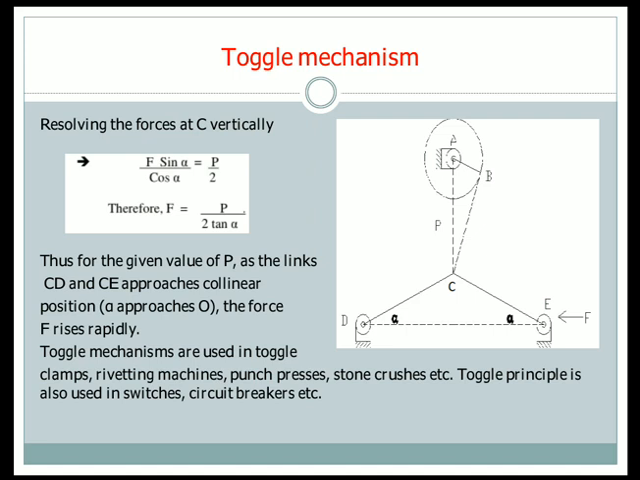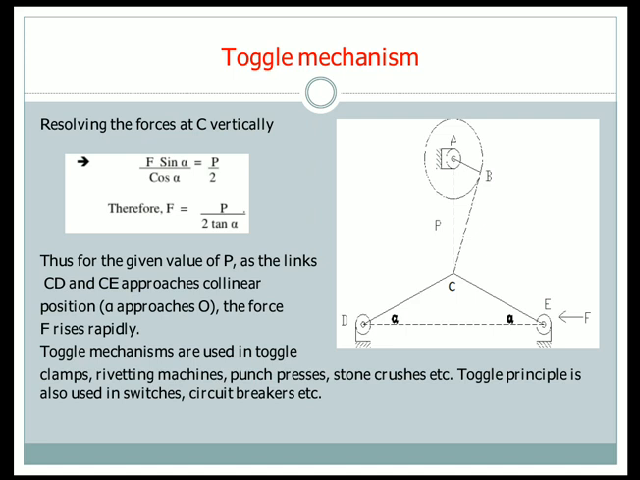So toggle mechanisms are used in toggle clamps, riveting machines, punch presses, stone crushers, etc. The toggle principle is also used in switches, circuit breakers, etc. Switches and circuit breakers are electrical devices which we have already used. A stone crusher crushes stones. For construction of houses, we use small stones which we call jelly, and these stones are crushed by stone crushers.